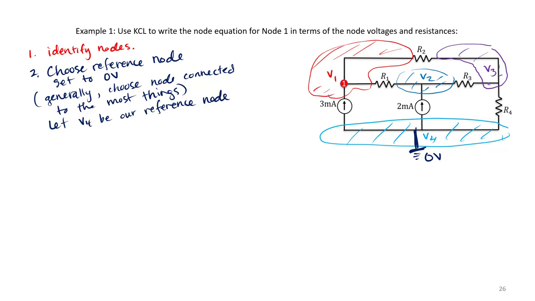Sometimes the reference node will be given, other times you'll need to choose it. So in theory, if you're solving for all the voltages, it won't matter which one you choose, but generally you want to choose one that's connected to lots of things so that you can make lots of things 0.